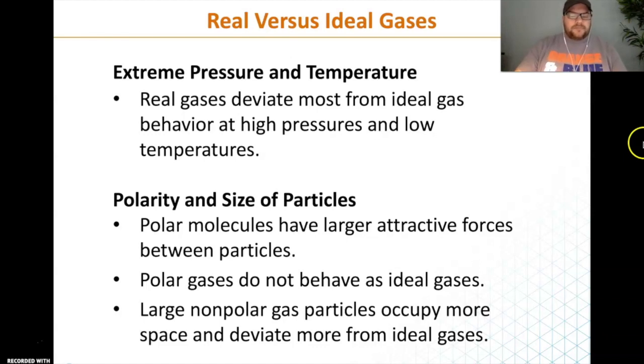And then the polarity of particles is going to matter, because the more polar the particles are, the more attractive they're going to be towards each other. And also the size. Bigger particles have bigger London dispersion forces, and so they're going to attract each other more as well. So that's kind of a rundown on the difference between real and ideal gases.